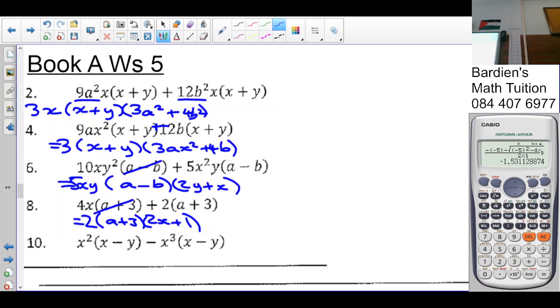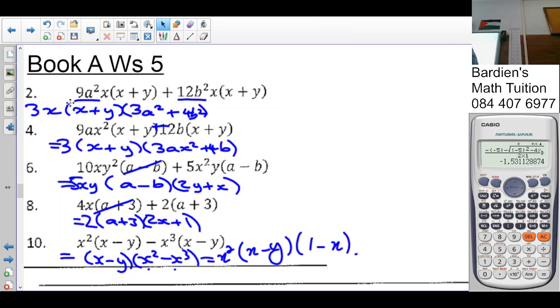The last one. What is common here? X minus 1. What are we left with? X squared minus x cubed. Now what's common? X squared. So between the two is x squared. So it's x minus y. And then I got 1 minus. Okay, any issues here?